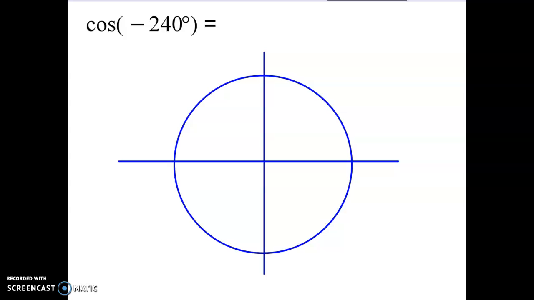Cosine of -240. Okay, so this time I'm going to go in a negative direction around the unit circle. So I've got 90, 180. All right, 270 is too far. So how far did I need to go from 180 to get to 240? All right, so here's -240 degrees. 240 minus 180, well, that's 60. So that tells me that my reference angle is going to be 60. I'm 60 degrees away from the horizontal. Remember, we always measure our reference angles from the horizontal, never from the vertical.